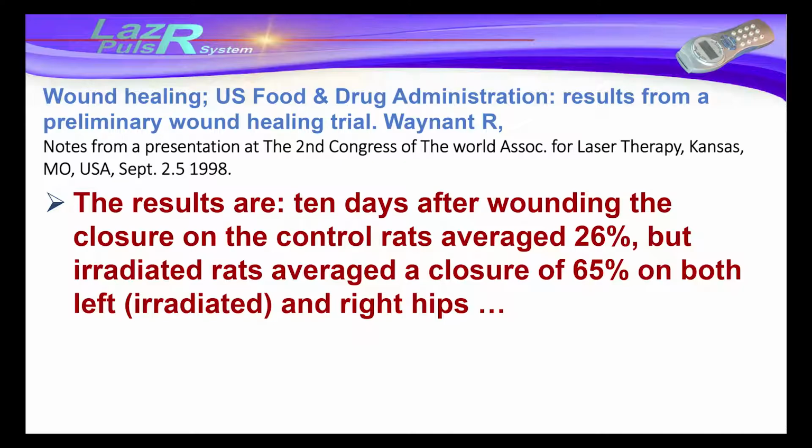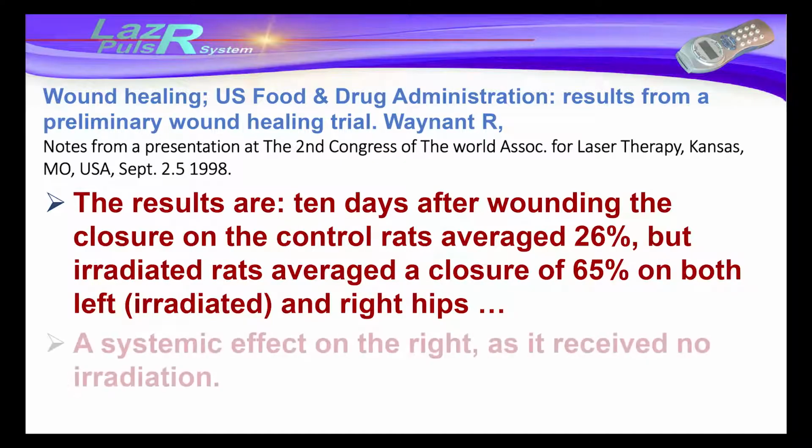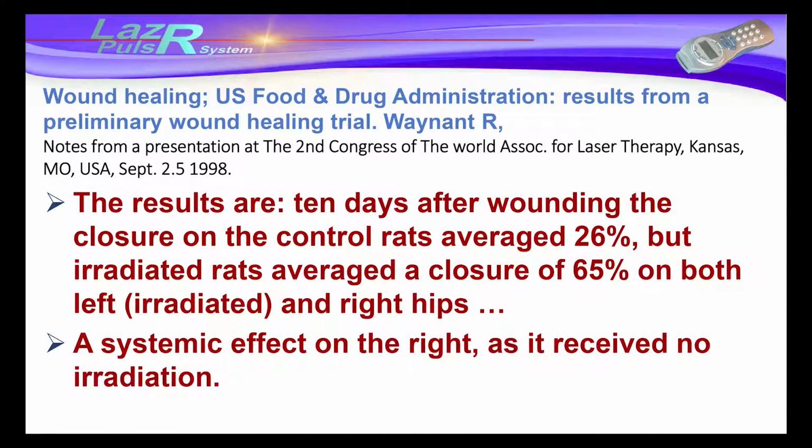This demonstrated two things. First, that low-level laser therapy improved the healing time by more than 2.5 times as fast, and secondly, that biological amplification does exist as a systemic effect, as the right hip received no irradiation but still healed at the exact same rate as the irradiated wound on the left. Similar studies have been performed on deeper tissues such as fractures with the exact same results.